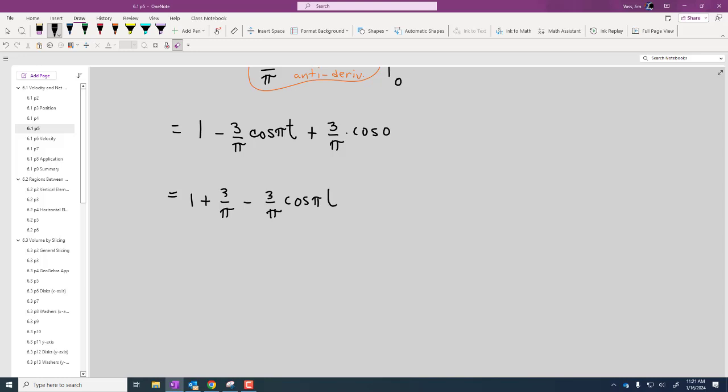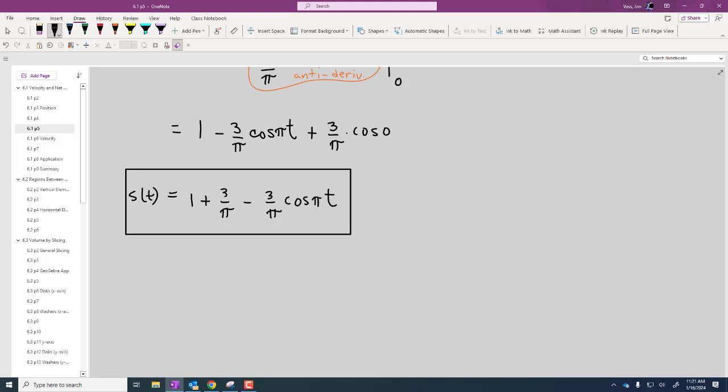So this is our position function at time t. And then if we wanted the position at a particular t value, we just plug it in for that t. So if we want the position at time 0, plug in a 0. We know that we're going to get a 1. If we want the position at 2 pi, plug in a 2 pi, get whatever we get.